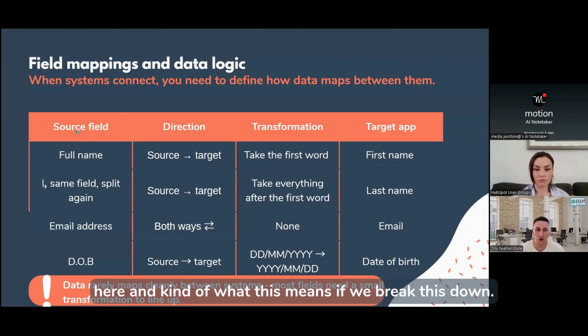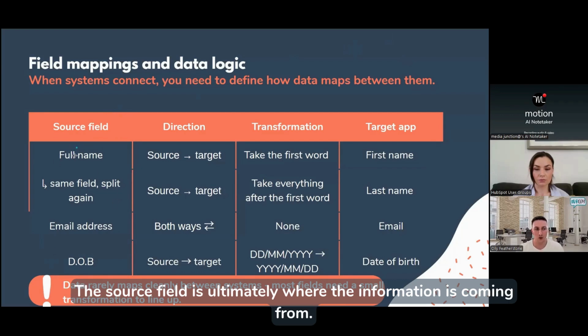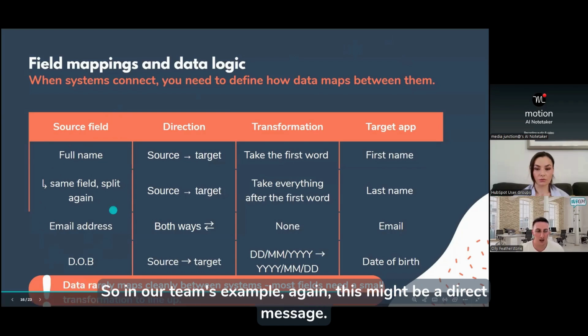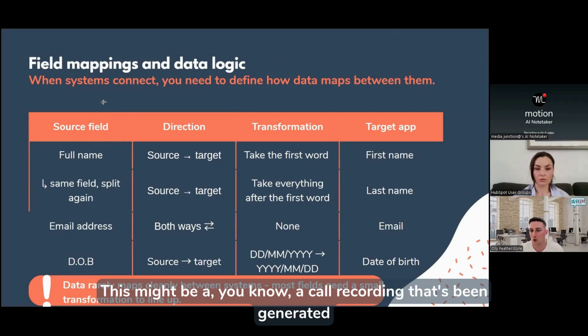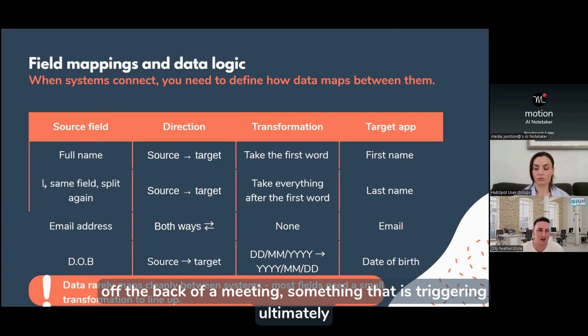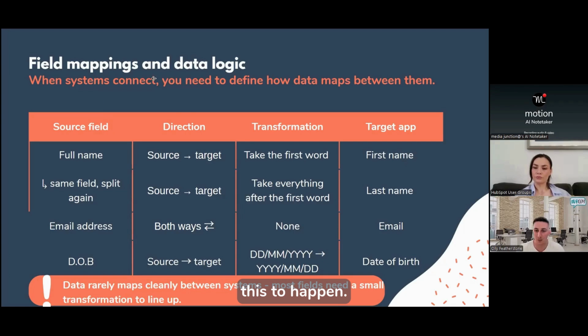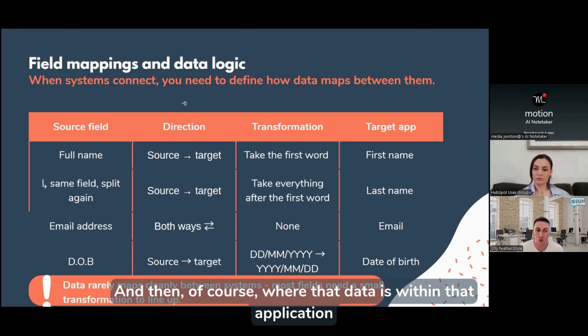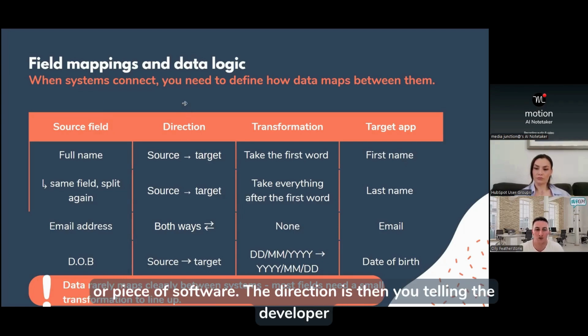Some examples on here of what this means if we break this down. The source field is ultimately where the information is coming from. So in our Teams example, again, this might be a direct message. This might be a call recording that's been generated off the back of a meeting, something that is ultimately triggering this to happen. And then, of course, where that data is within that application or piece of software.